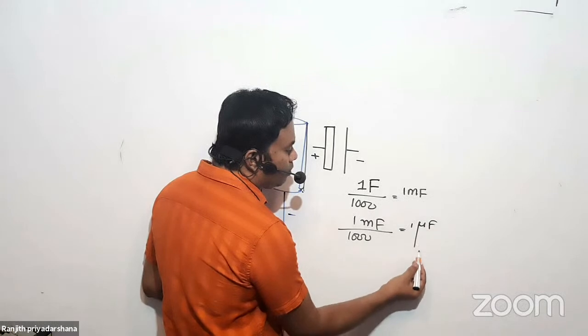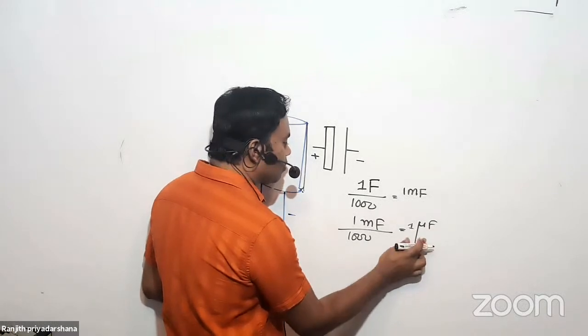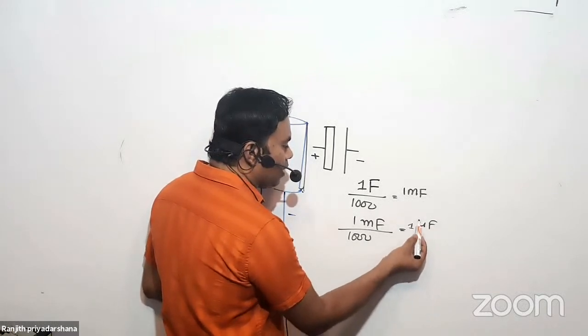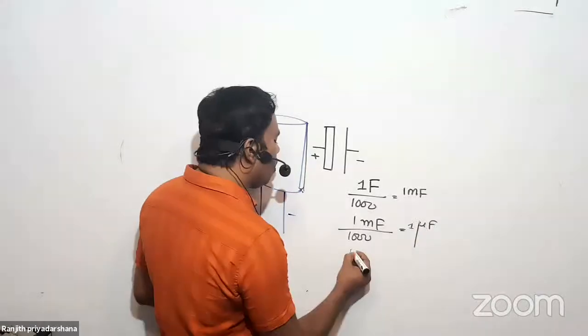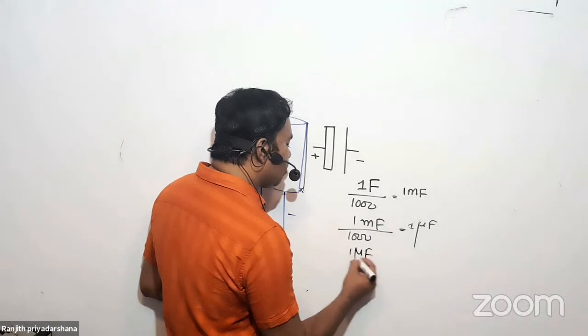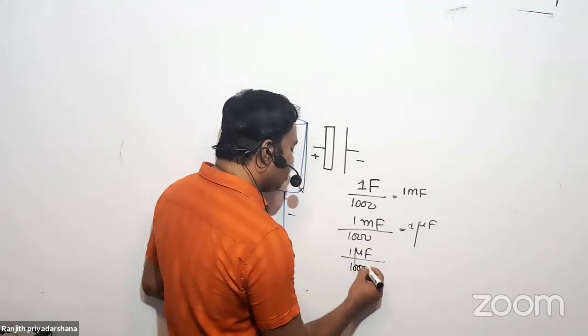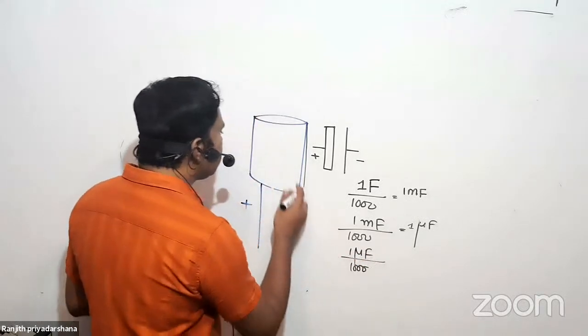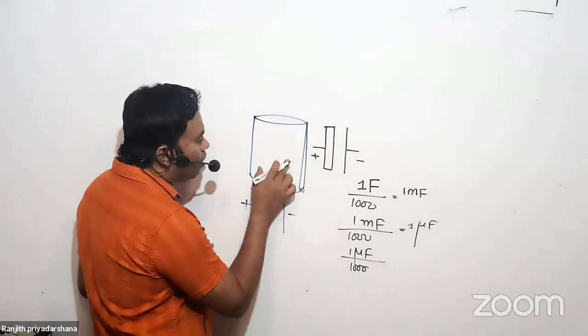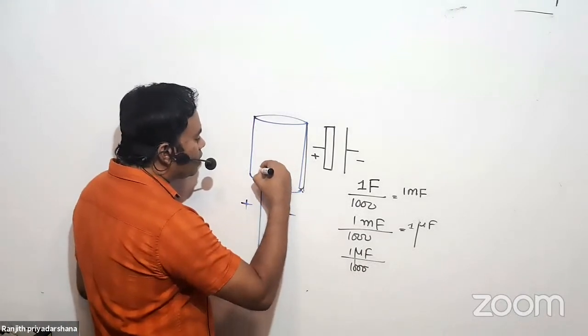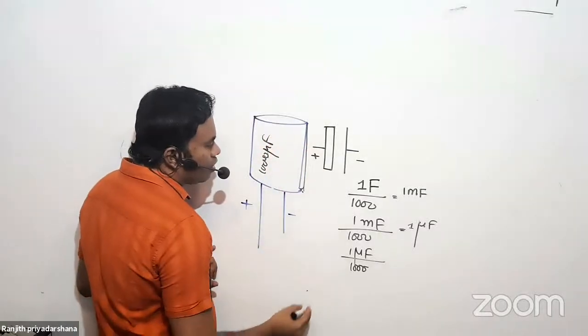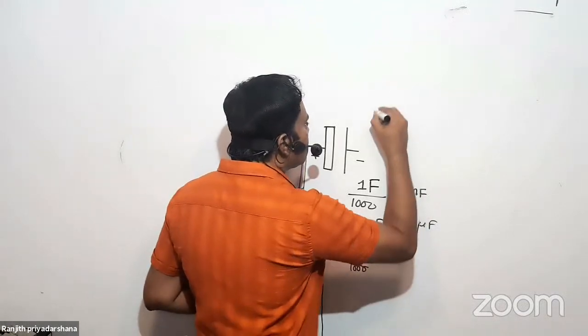This letter is mu, a Greek letter. So you can see this M shape and U shape, mu. And 1 microfarad is further divided into 1000. Most of the time these capacitors are stated in microfarads. Have you ever seen capacitors like this?